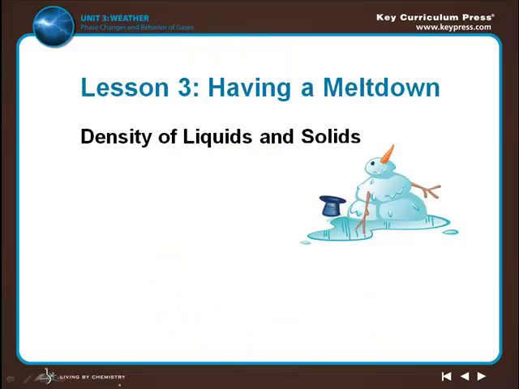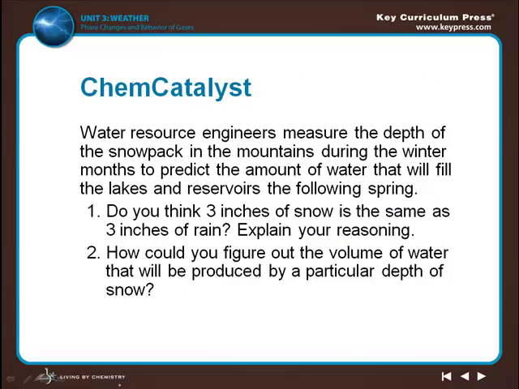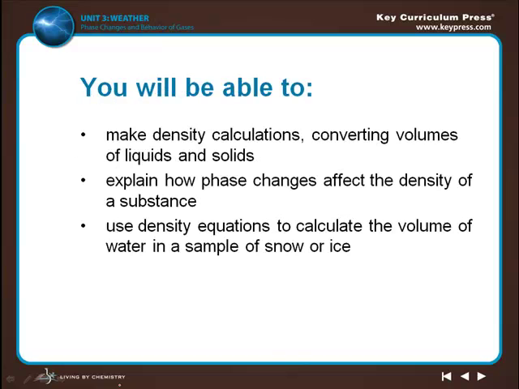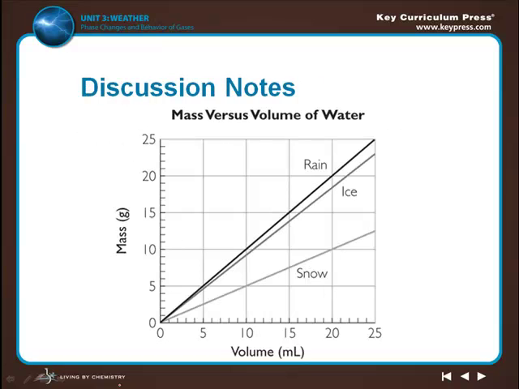Good job. We know about proportional relationships. Now, proportional relationships are also helpful when we're looking at snowfall. So we're going to look at the question, is 3 inches of snow the same as 3 inches of rain? We're going to look at how much water is present in equal volumes of snow and rain. To do this, we're going to look at this graph here.